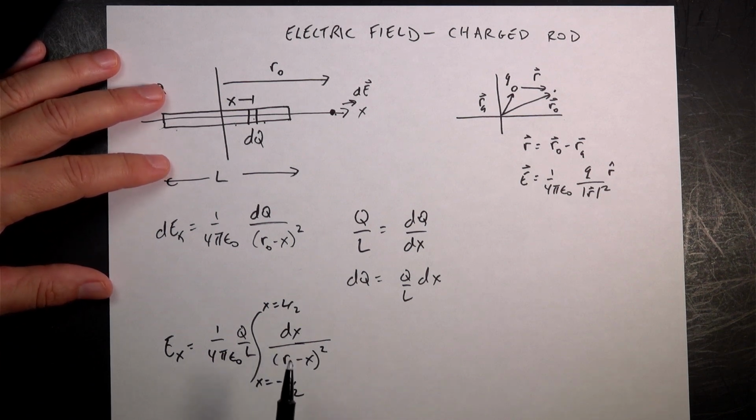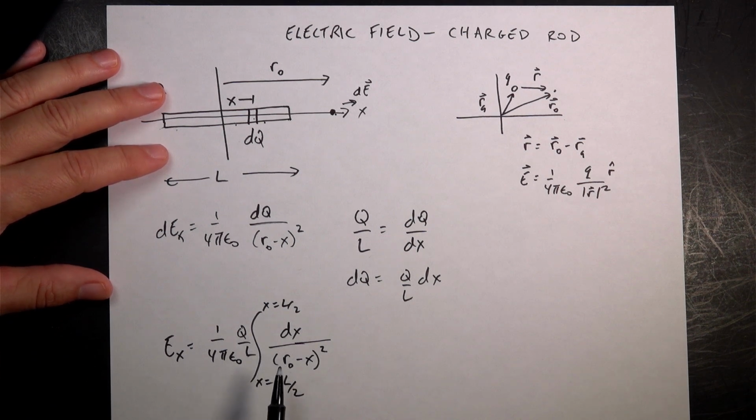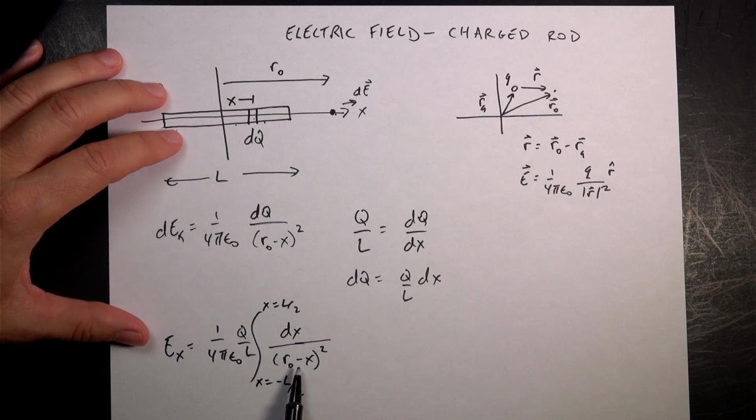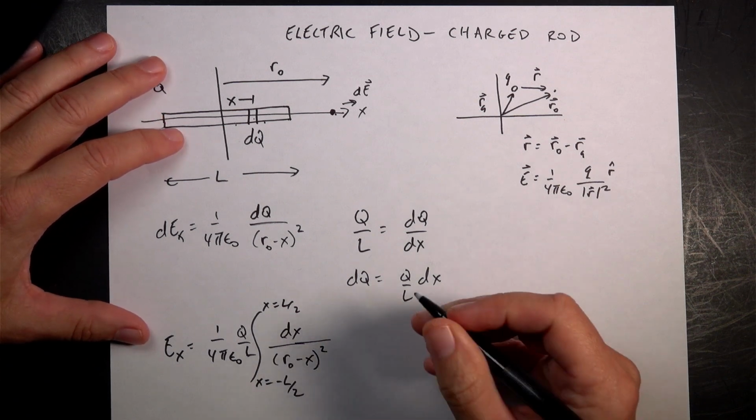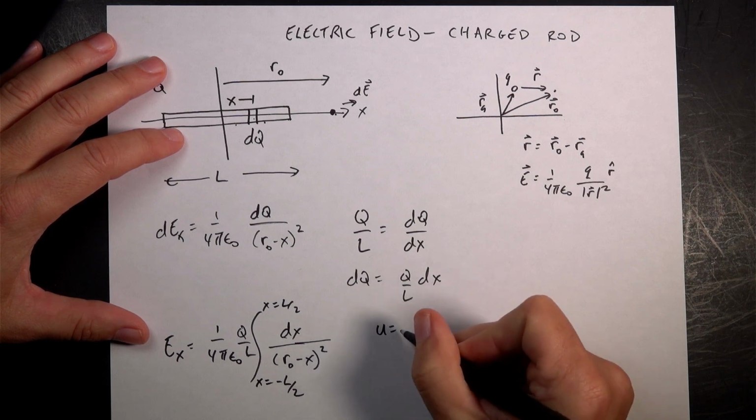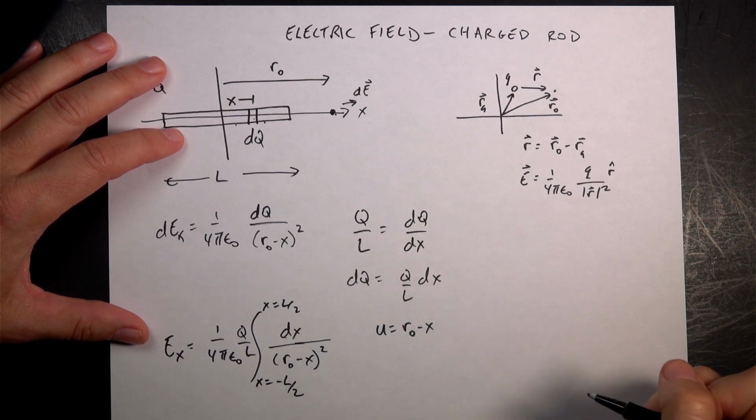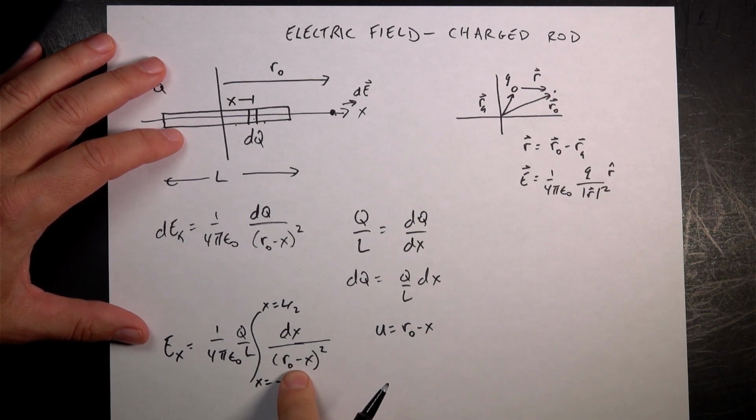Now, maybe you have a little experience with this, and you can see the trick here. The trick is to say, okay, well, look, I have dx up there. I have kind of an x on the bottom. Let's just say u equals ro minus x. So this will be u squared on the bottom. And if that's the case, I need to find out what dx is.